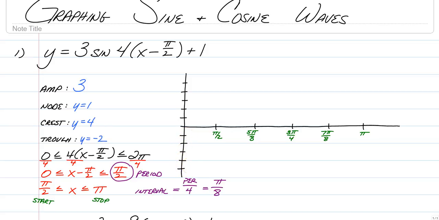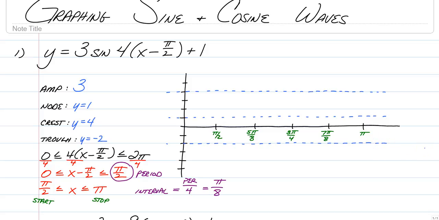And we are going to start with a node of y equals 1. So what I like to do is draw a horizontal line at y equals 1. I am also going to graph a horizontal line at my crest, so 1, 2, 3 above is going to give us a top line or a crest. And then at -2, which is an amplitude of 1, 2, 3 below, we are going to have our trough.